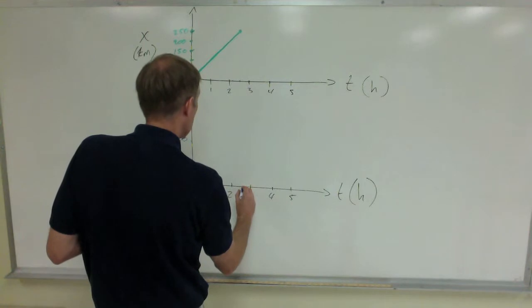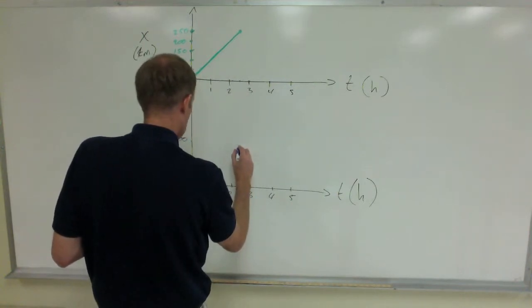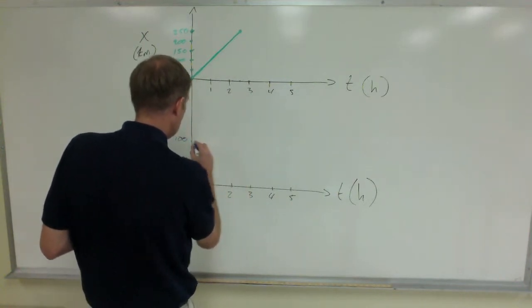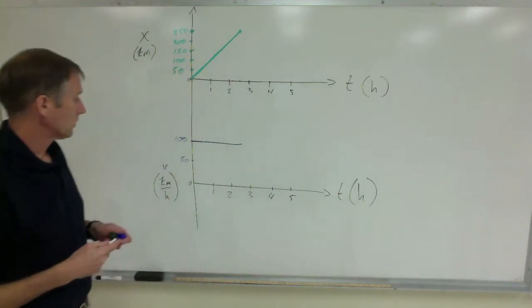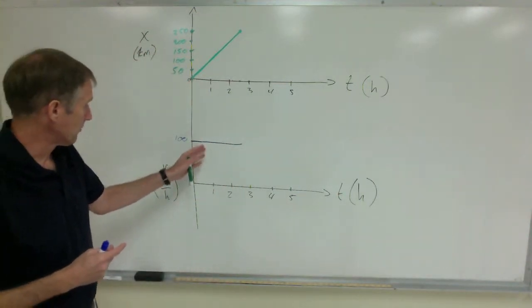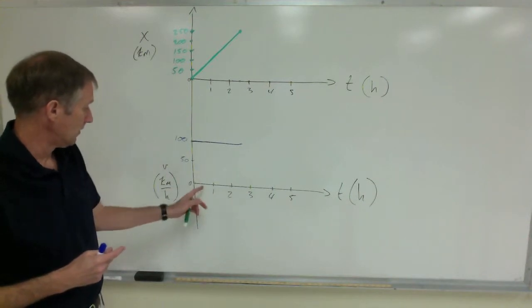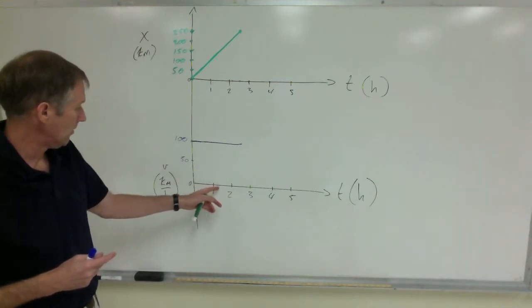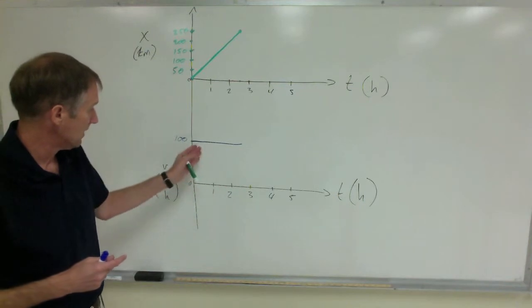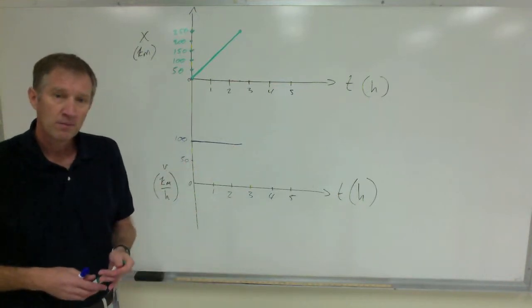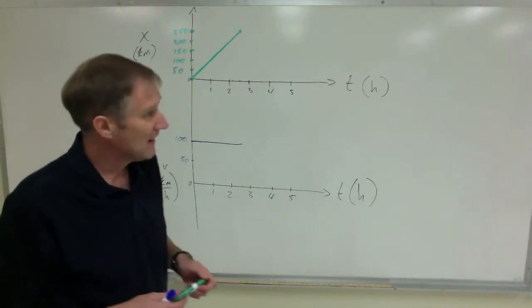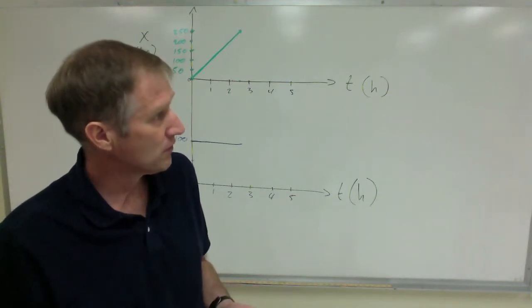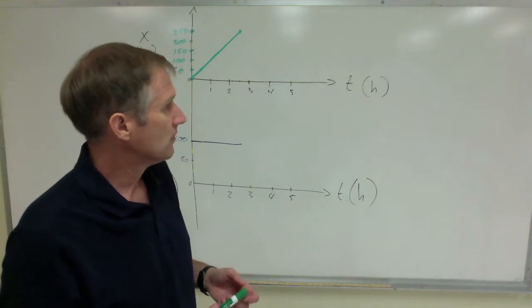Therefore, here's 2.5 hours, and this is a constant, unchanging 100 kilometers per hour. So it's 100 kilometers per hour at any time along here. At half an hour, 1 hour, 1.5 hours, 2 hours, 2.5 hours, it's a constant 100 kilometers per hour. Well, then for the next 3/4 of an hour, she's at rest.